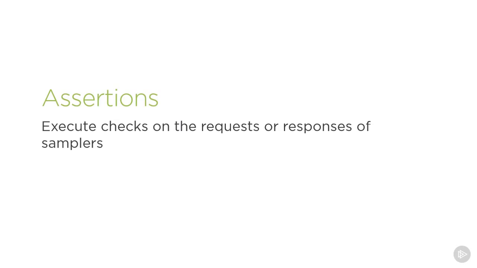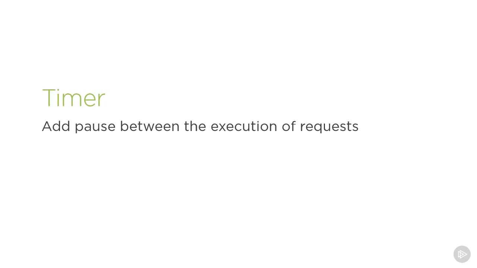For example, an assertion can be used to check that the response contains a certain text in the body, or the response is returned within a certain amount of time. Timers can be used to add pauses between the execution of requests. Timers can be constant, random within a range, or designed to achieve a certain throughput.